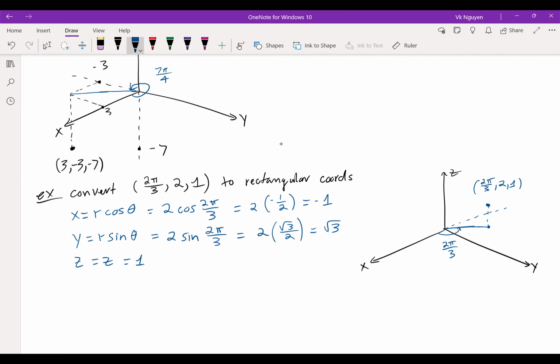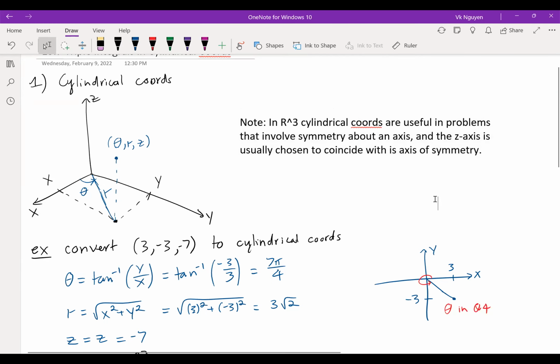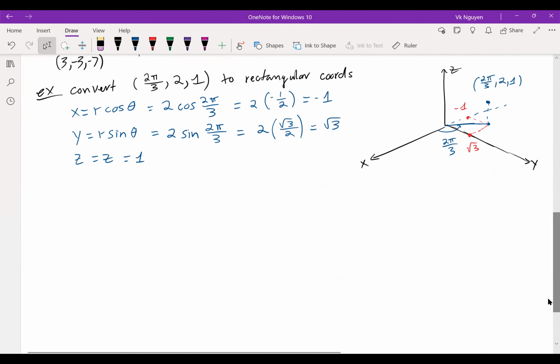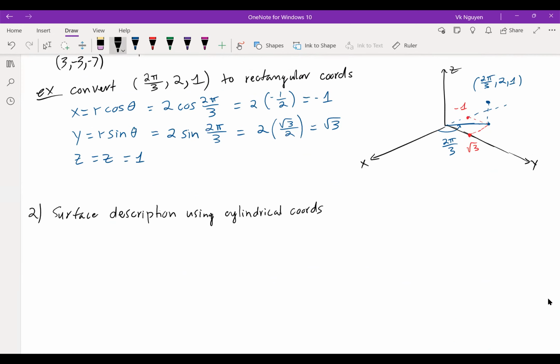Okay, let's check with the rectangular coordinate. It does match up. Before we can do some triple integration, there are just a few more things that you need to know. You got to be able to describe surfaces using cylindrical coordinate. Surface description using cylindrical coordinate.